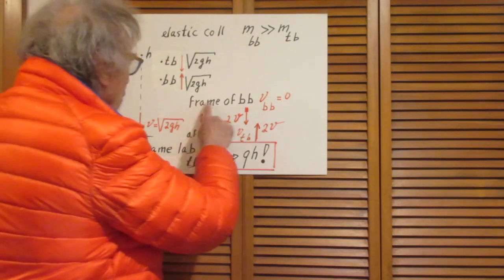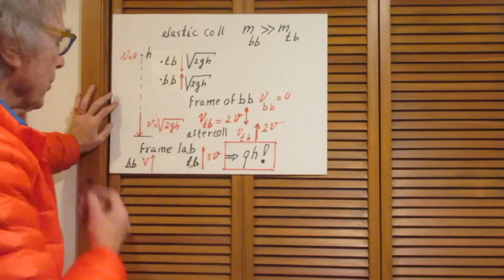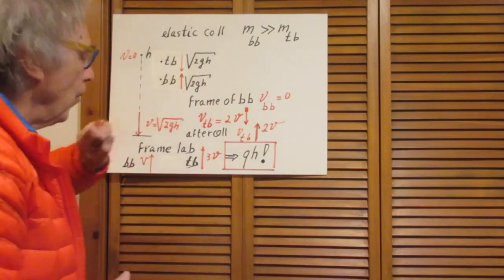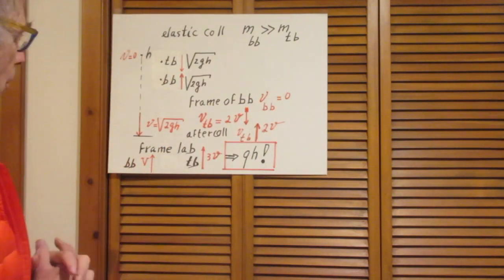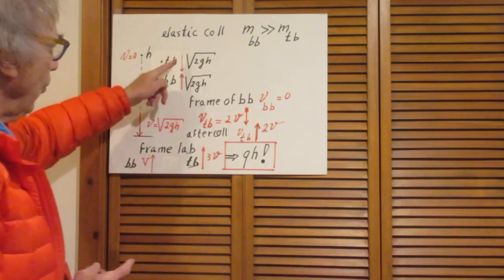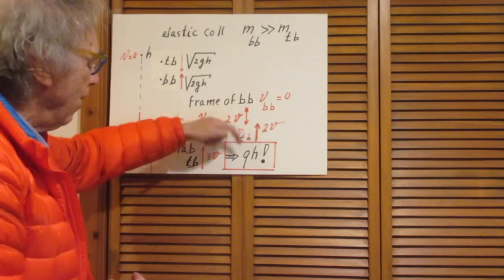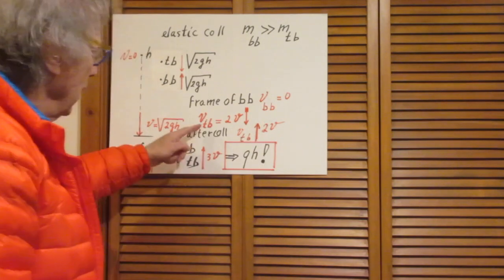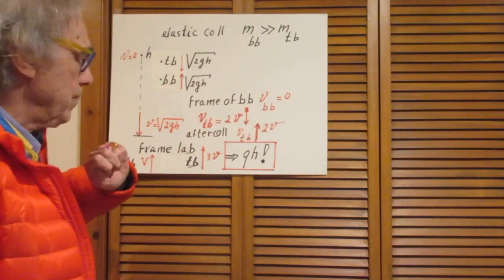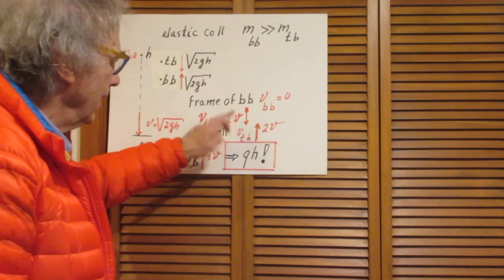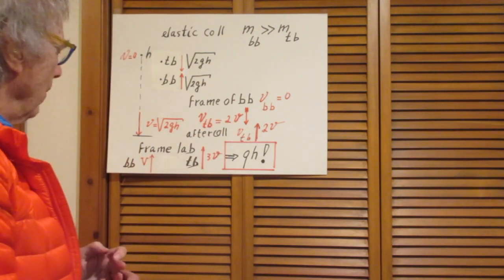Let's move to the frame of the basketball. So we are sitting on the basketball, and our speed is now 0. But now of course the tennis ball is coming down on us with a speed 2 times that: 0 for the basketball, 2v for the tennis ball.